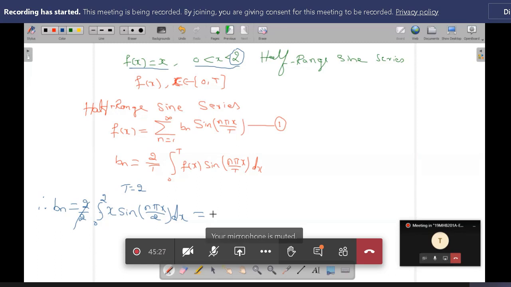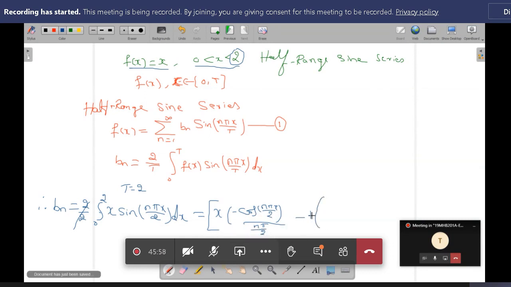That is, first function x into integration of sine, which is minus cos n pi x by t divided by n pi by 2, where t is 2, then minus derivative of x, which is 1, into integration of cos.